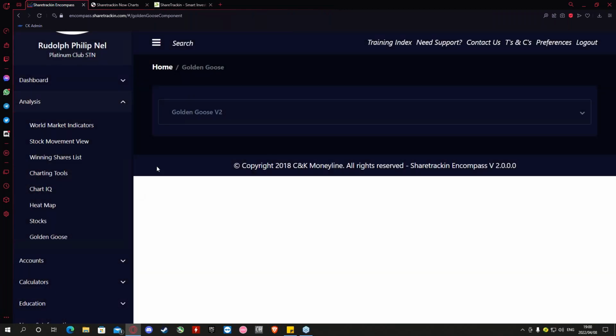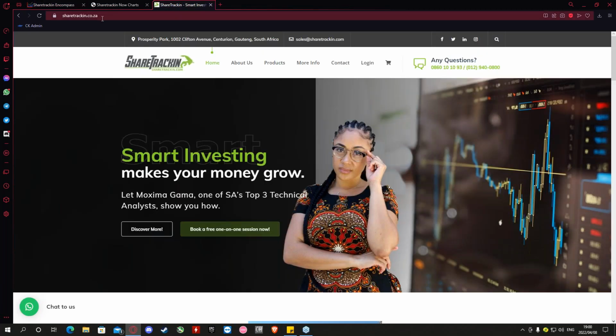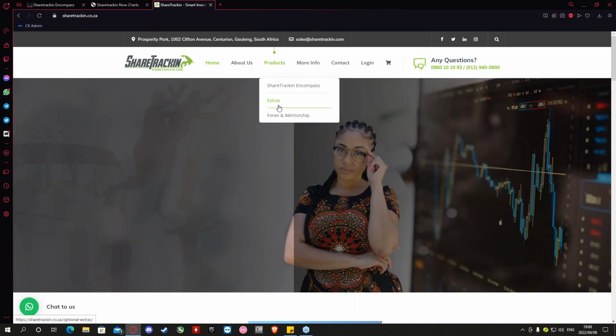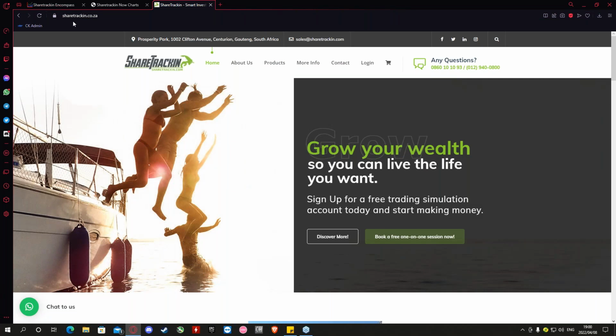Before we go through the Golden Goose, I'm just going to quickly show you where to go and register for the Golden Goose, for those that don't have the Golden Goose capability on the software. If you go to our website, www.sharetrackin.co.za, under products, you'll find our extras.